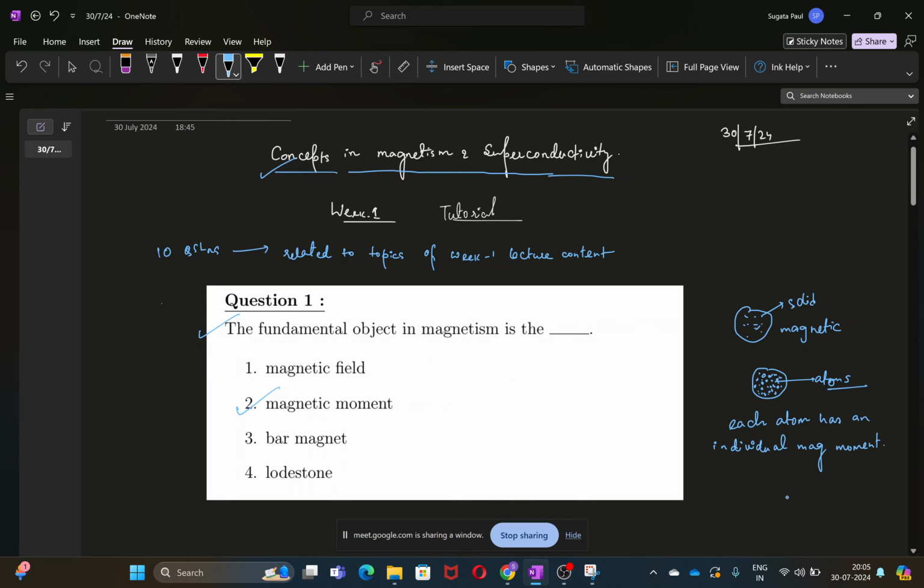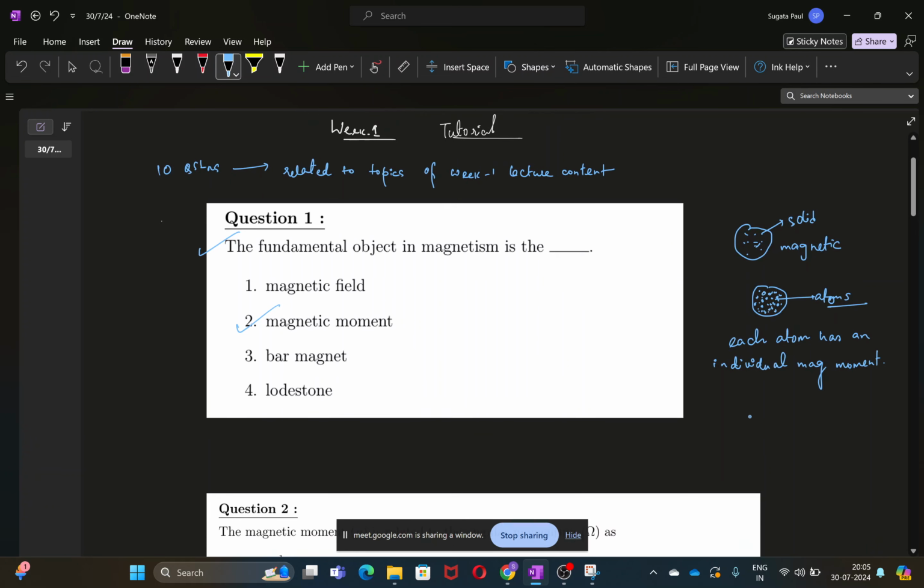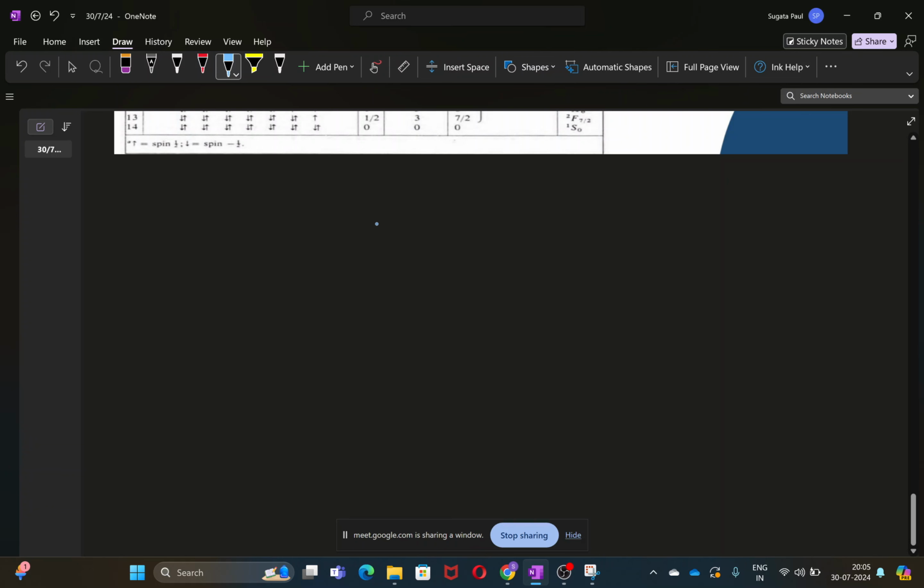Alright, so yeah, if that is the case, then let me go to a blank page so that I can write in detail. So this is the explanation for question number 1.